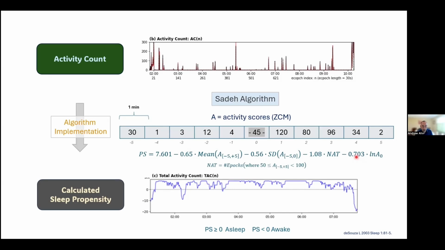we'll see later. However, in general, the Cole-Kripke method has been validated for a broader range of populations, including those with sleep disorders such as OSA, while the Sadeh algorithm has been tested in pediatric populations, including preschool children, where it has good sensitivity but lower specificity.